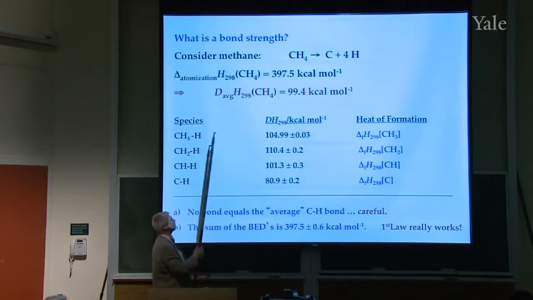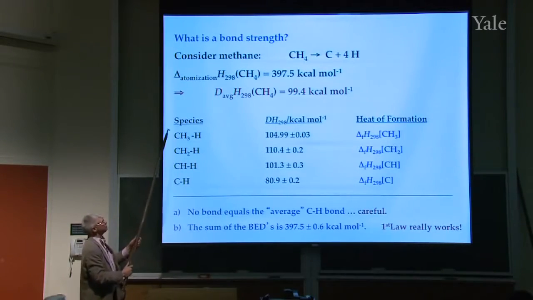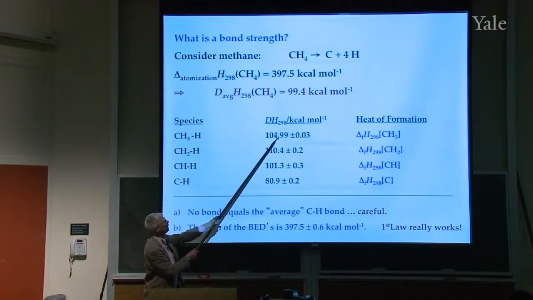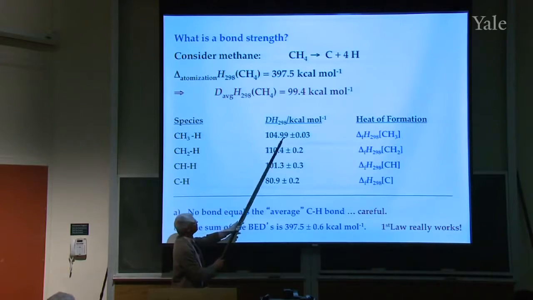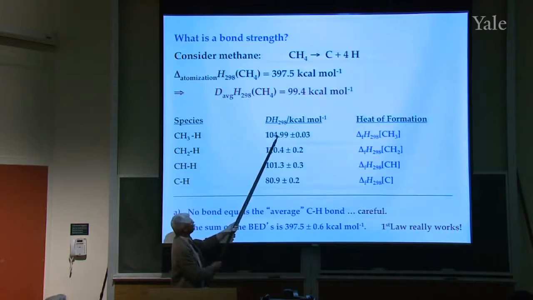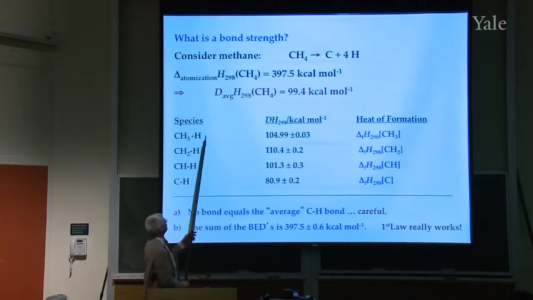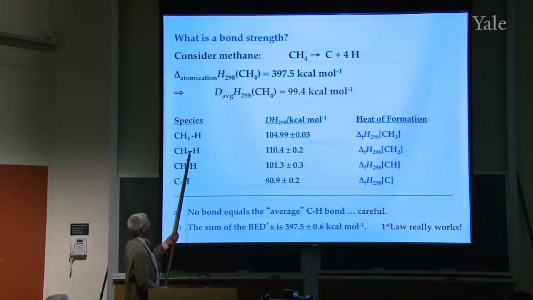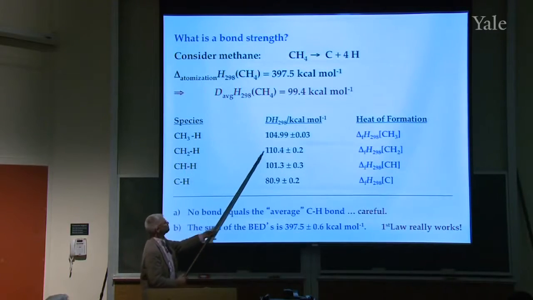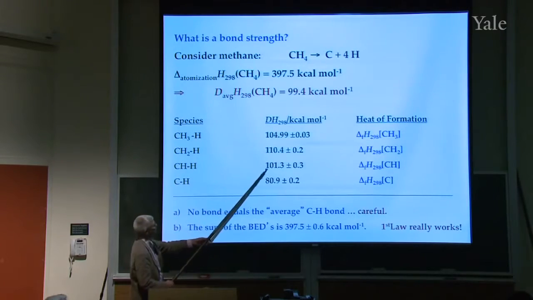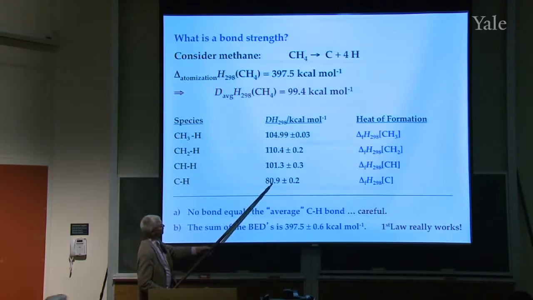If you go through these cycles, like I just told you, you can actually measure individually. The first bond is 104.99 plus or minus 0.03 kcal per mole. And that's the first bond energy. That gives you the absolute heat of formation of the methyl radical. You can now take methyl radical and measure the second bond. Notice the bond energy goes up from 105 to 110. Then the third one is 101, and the last one is 90 kcal per mole.